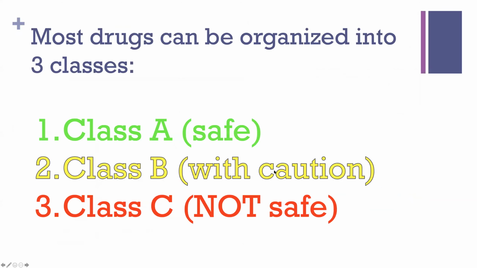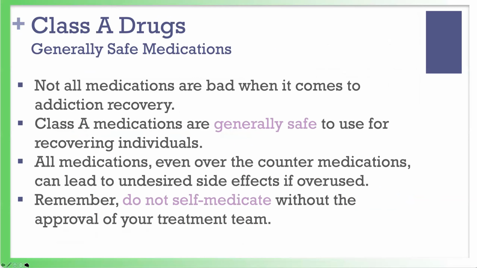Then we organize it into a green light system. There are class A drugs, which are safe to take at any time. There are class B drugs that you have to take with some precautions and supervision. And there are class C drugs that are not safe, and if you had to take them, they would require extreme supervision. So we begin to show them that. Class A's are generally safe. They're not bad when it comes to addiction recovery.